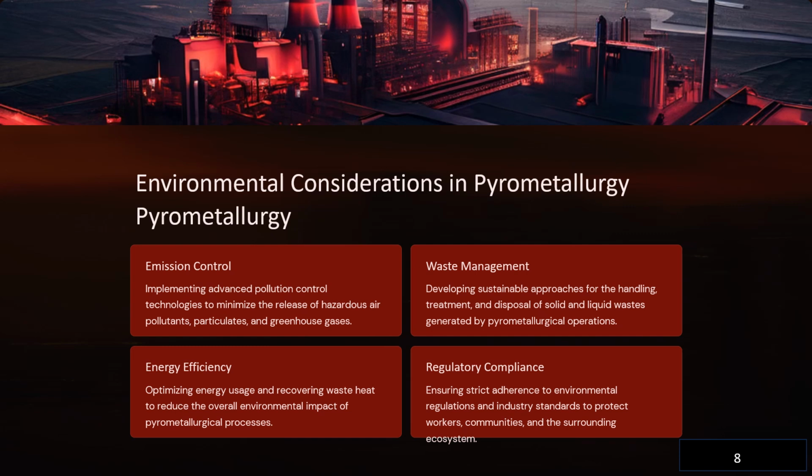And energy efficiency, optimizing energy usage and recovering waste heat to reduce the overall environmental impact of the pyrometallurgical process. So we should be able to optimize the energy usage, and we should recover the waste heat to reduce the impact. We must be able to reduce it so that it doesn't have an effect on the environment.